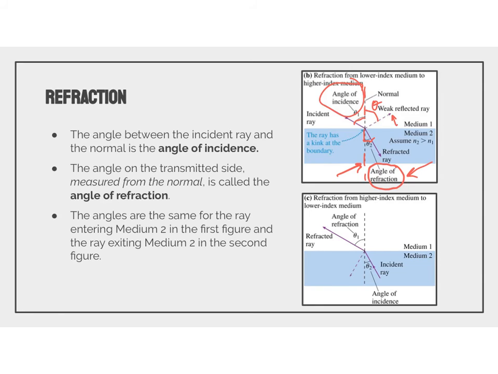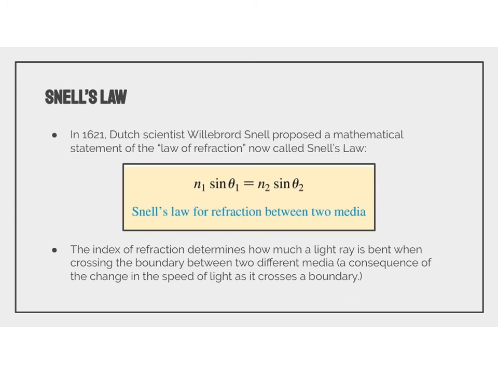And similarly, if we're coming from water going into air, I still have my normal line here. Here's my angle of incidence. Here's my angle of refraction. So theta 1 and theta 2. And that's any time that the light changes mediums.